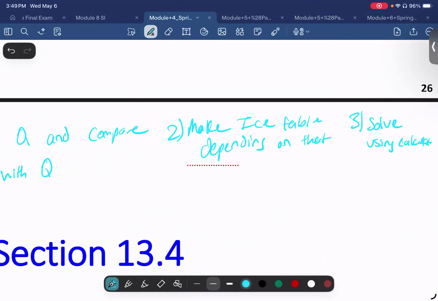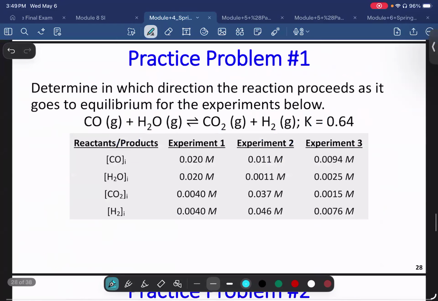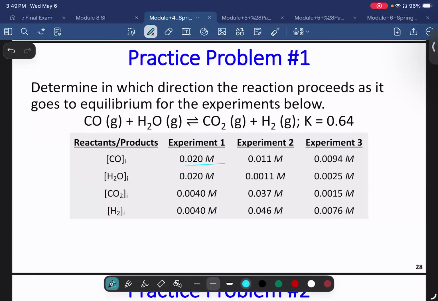That's a pretty general rundown of how to do ICE charts, right? For this practice problem, you find out what Q is and see which direction the reaction is going to shift. Once you figure out where it's going to shift, you can determine which side is going to have plus X or minus X. Then you can figure out the equilibrium concentrations in terms of X, and solve for X using the graphing calculator that we've been talking about in class.